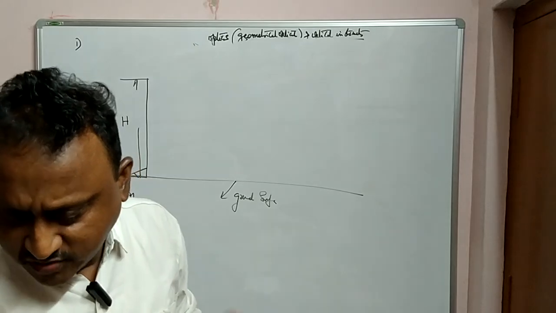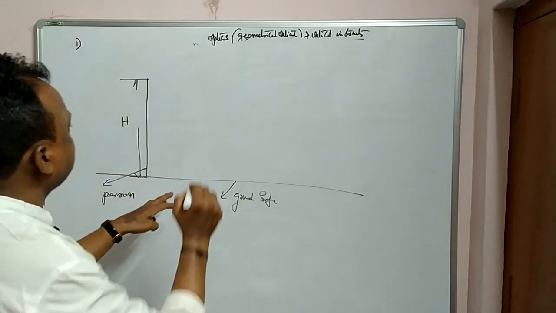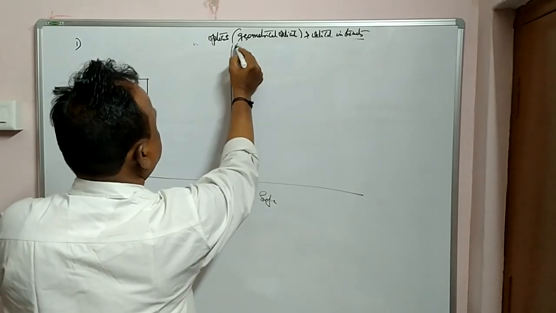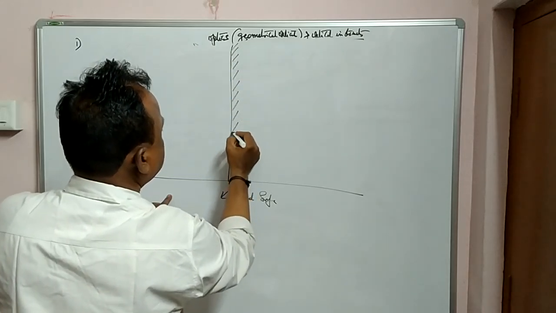Okay, now the question ఏంటంటే ఇక్కడ, now a mirror is there here, ఒక plane mirror ఉంది. ఇది ఎగ్జామినేషన్ క్వశ్చన్ అంటే రిపీటెడ్ క్వశ్చన్. This is a plane mirror.